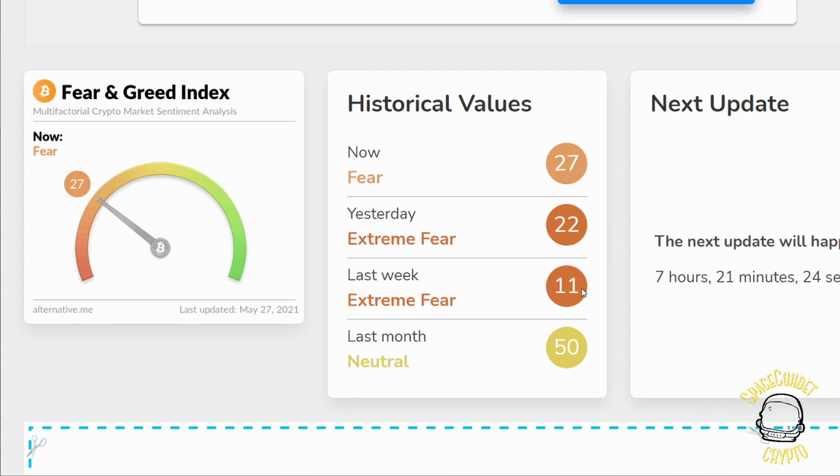And last week was at 11. It went down to even 10 on Sunday. So that was a great time to buy. But when there's extreme fear, that's when you know the smart money is getting in and they're buying up all that fear for a discount. So yeah, we are making our way back here.